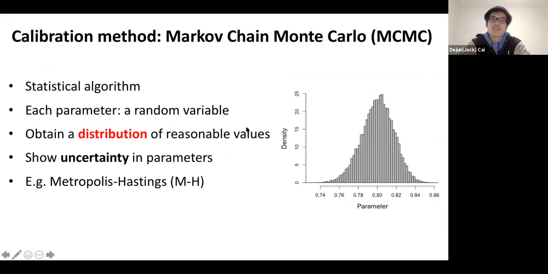We choose Markov chain Monte Carlo, or the MCMC, for the calibration. The main feature of this statistical algorithm is that it treats each parameter as random and tries to get a distribution of different reasonable values to show our uncertainty. The Metropolis Hastings algorithm is a flexible MCMC method, and we use that for this research.